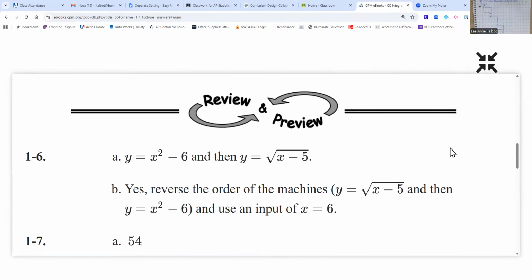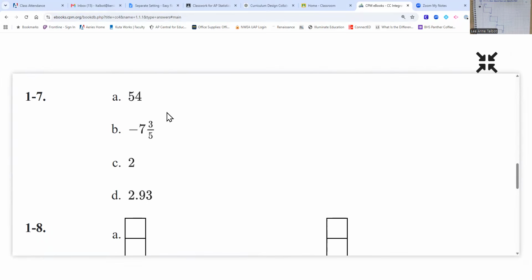I think we did number 6 together, correct? Okay, starting with number 7, A is 54, B is -7 and 3/5, C is 2, and D is 2.93. There are two things to learn from this problem. The first is always combine first before you take the absolute value. That was like D. And the second is if there's a negative on the outside, then that comes after, so it makes it negative.